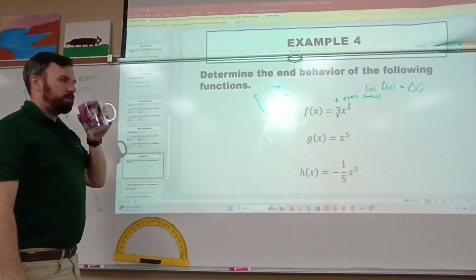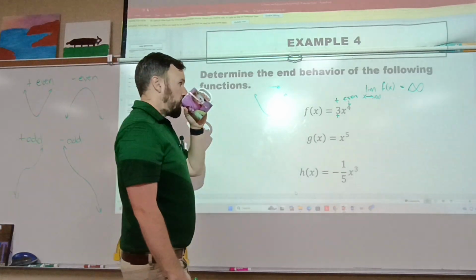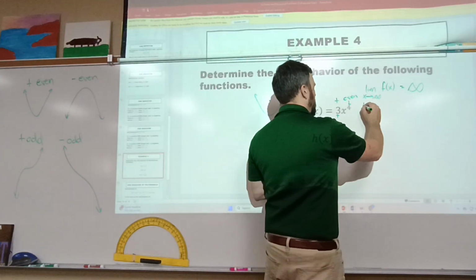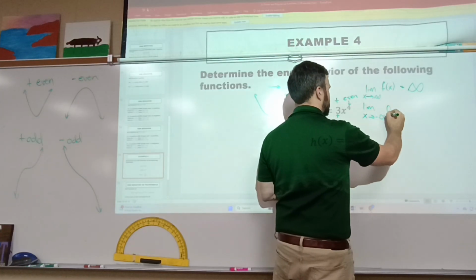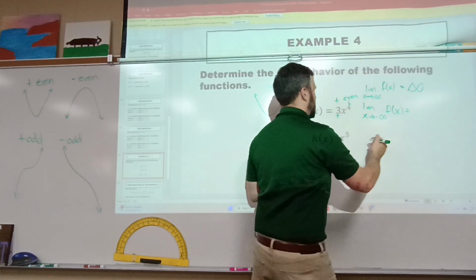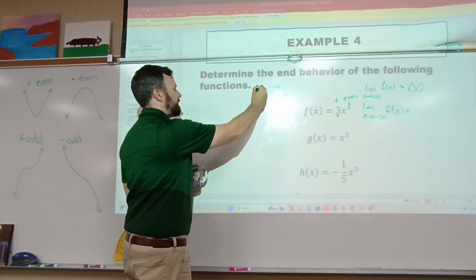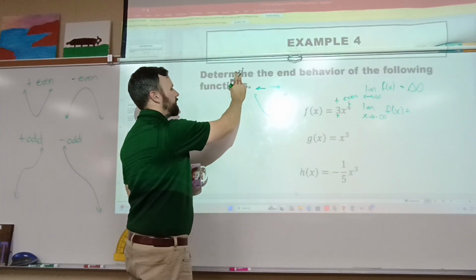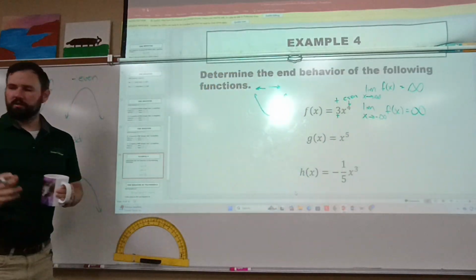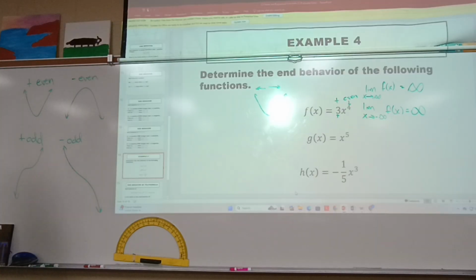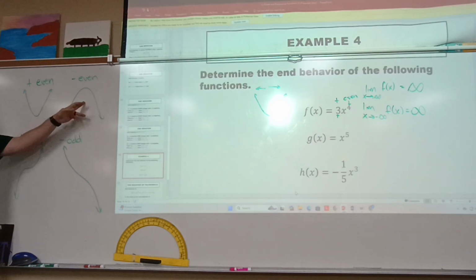Okay? What's my limit of this going to be as I go to the left? So as I go to the left, this also is still going to go up. It's also positive infinity. Every even function will have the same end behavior on both sides, correct? These both go up, these both go down. Odds' end behaviors are always opposite of each other. Okay?